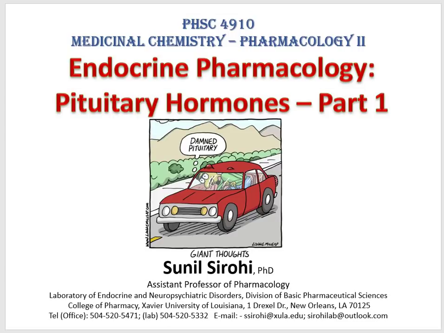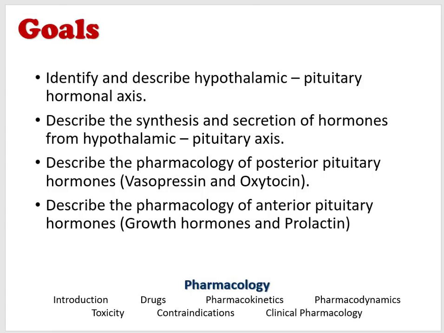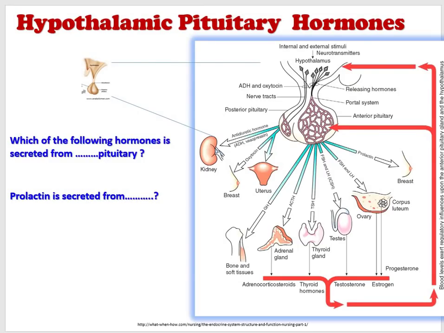Hello everyone again. So this is another video for the pituitary hormone part 1 that we discussed earlier. In this video we briefly discussed the hypothalamic pituitary hormonal axis. So you see in this diagram, this is the hypothalamus, this is the posterior pituitary gland, this is the anterior pituitary gland, and these are the different hormones which are released from these glands.